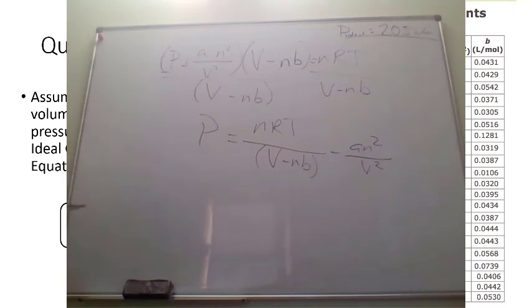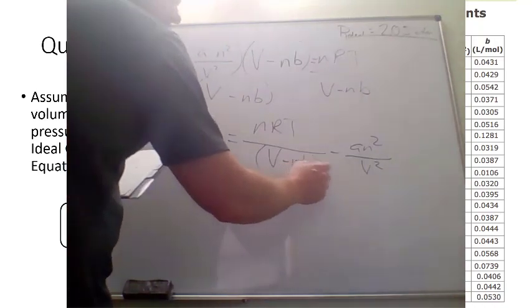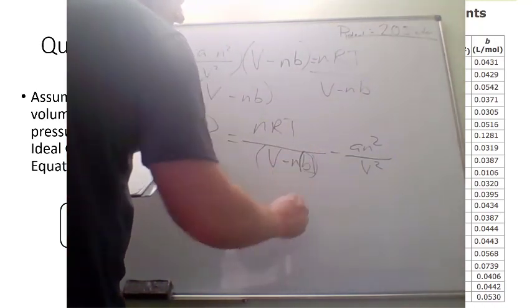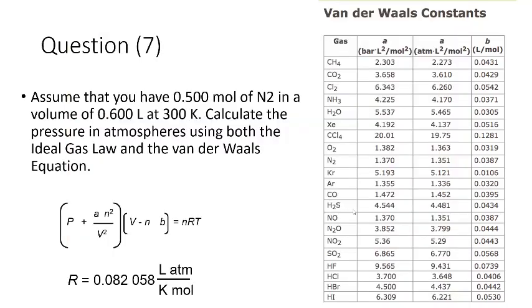Okay, so now it's a simple plug and chug sort of problem. All the values are given to us, the only values we have to look up are B and A. And so we go to the table given to us in the problem, and we take a look at the value for N2, and we find that our A term is equal to 1.351, and our B term for N2 gas is equal to 0.0387. So we can simply plug in all of our values.